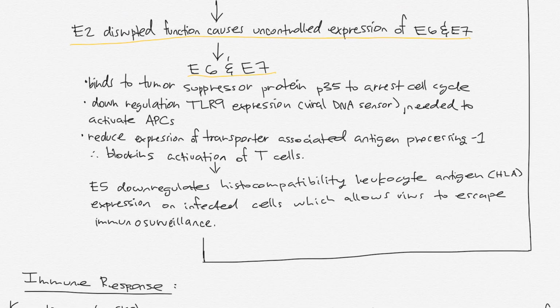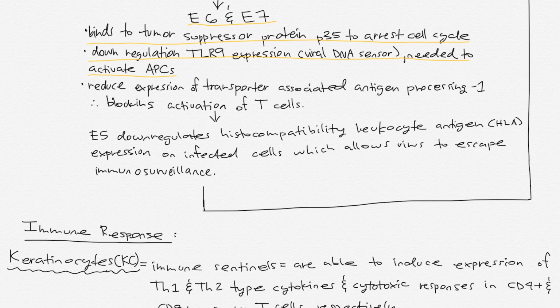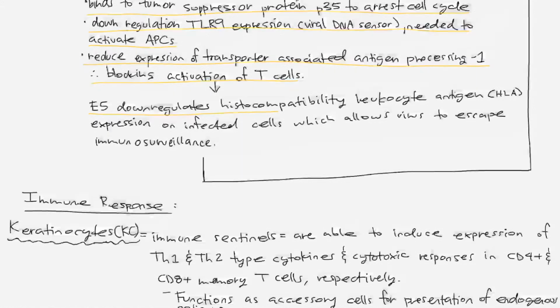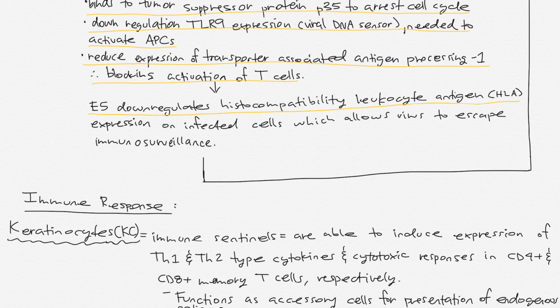E6 and E7 oncoproteins bind to tumor suppressor protein P53 to arrest the cell cycle. E6 and E7 also cause downregulation of TLR9 expression, which is a viral DNA sensor, which is needed to activate APCs. E6 and E7 also reduce the expression of transporter-associated antigen processing 1, therefore blocking activation of T cells. E5 viral protein downregulates histocompatibility leukocyte antigen, known as HLA, on infected cells, which allows the virus to escape immunosurveillance.